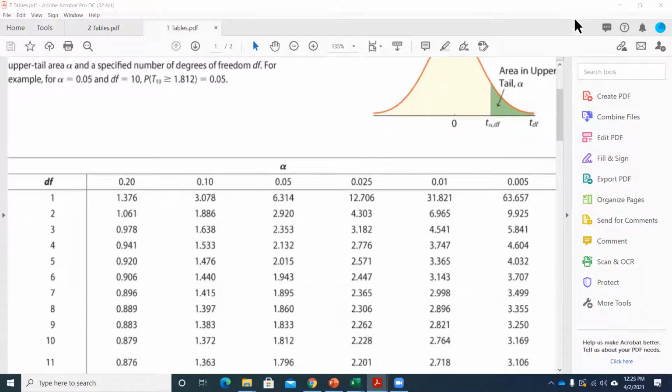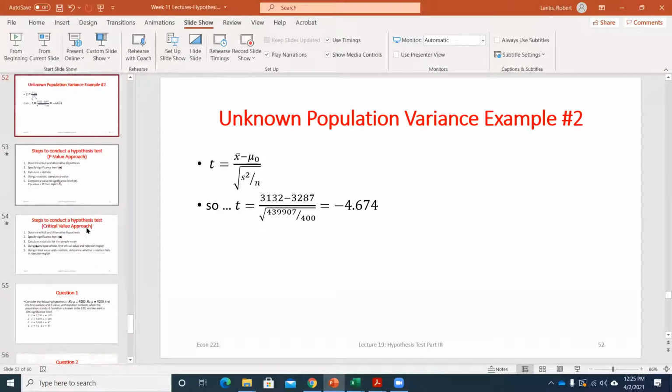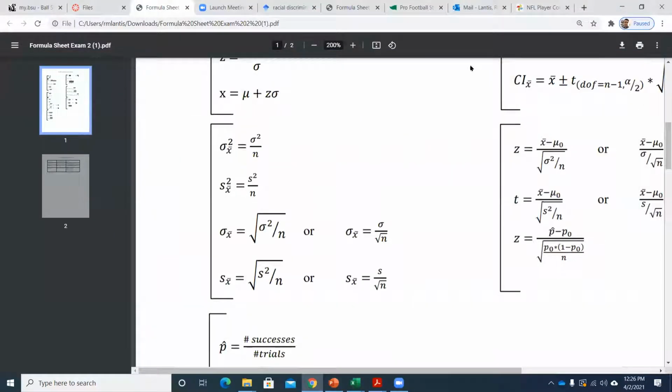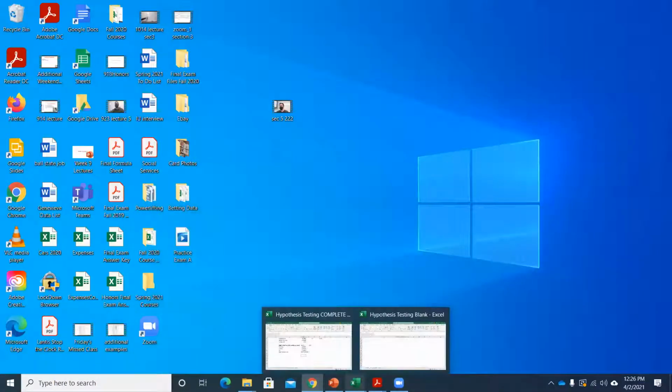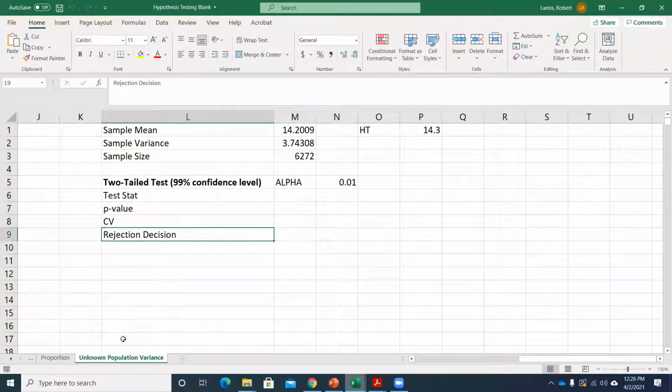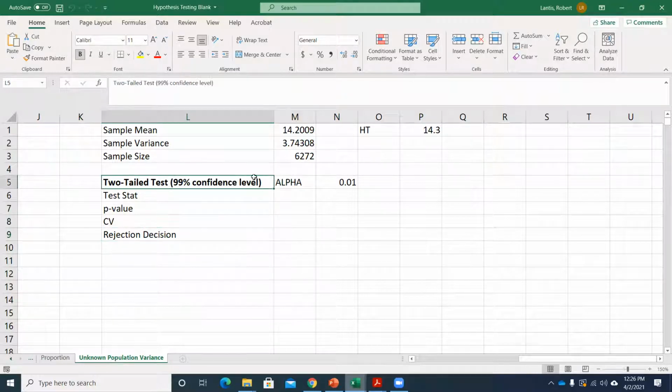All right. So I'm just going to, to help those who learn by seeing the Excel examples, work through an example by hand and simultaneously in Excel. So let's go to that hypothesis testing blank file with unknown population variance, right? So those are the situations that we've been working on.